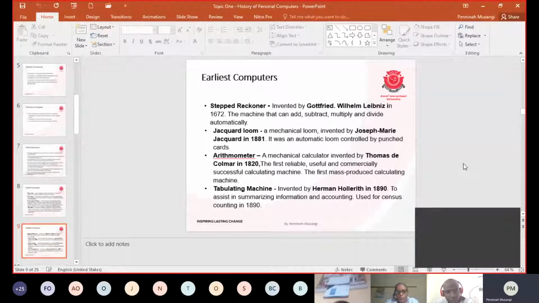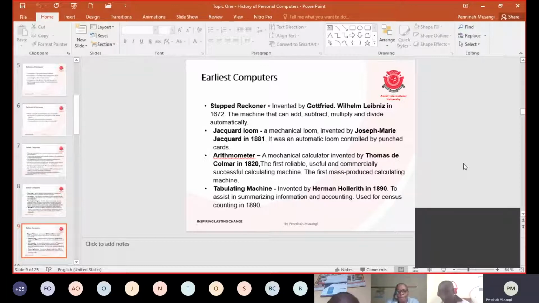Then we had the tabulating machine. The tabulating machine was invented by Hollerith in 1890, and basically this was to assist in summarizing information and accounting, and it was used for census. Actually, some history is that he was working with the U.S. Census Bureau of Statistics in the year 1880 when they carried out the census of that year. It took 10 more years to calculate the statistics and release the data.